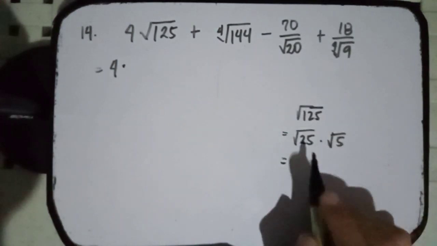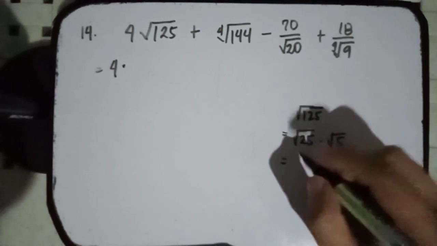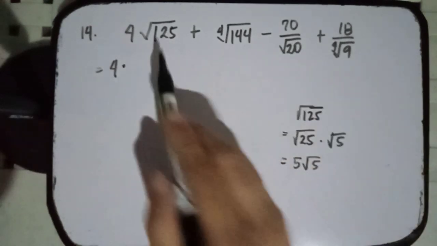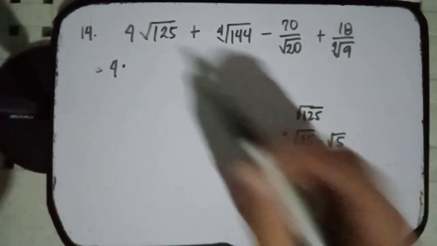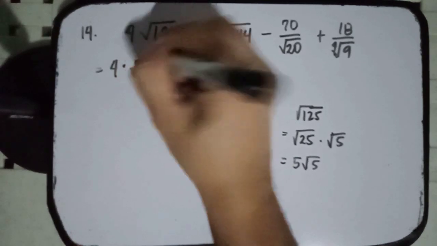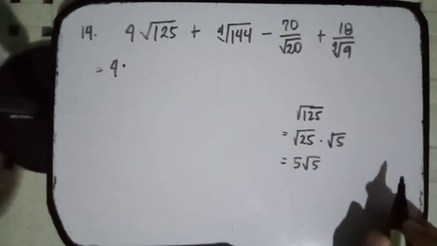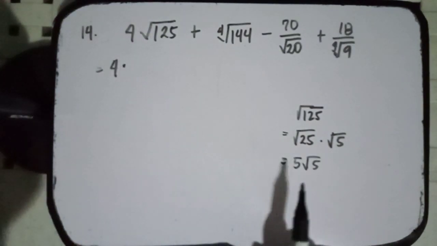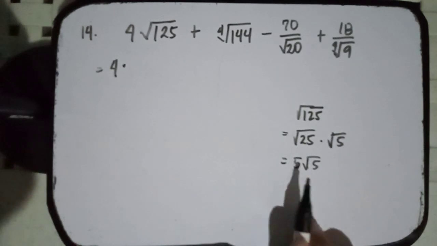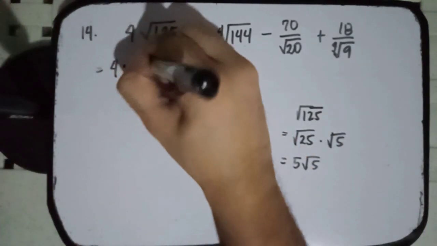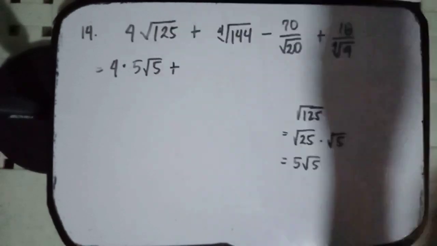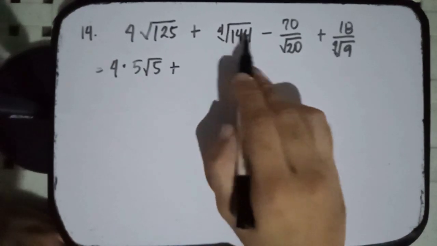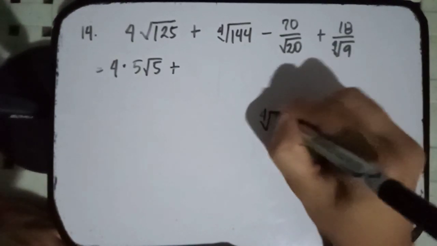Okay? And we know that square root of 25 is equal to 5. So, 5 square root of 5 po siya. So, from here, naging 5 square root of 5 na siya. So, from square root of 125, na-simplify siya sa 5 square root of 5. So, isulat natin to. Then, plus, for the next one, we have 4th root of 144. So, 4th root of 144.